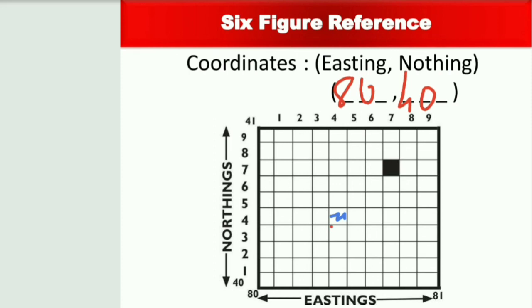First, indicating the easting line. Here we can see this is number 1, 2, 3, 4, so this is the 4th line. So the easting reference is 804. Now what about the northing point? That is 1, 2, 3, 4, so this is again the 4th line. So the 6-figure reference for this particular block is 804404.